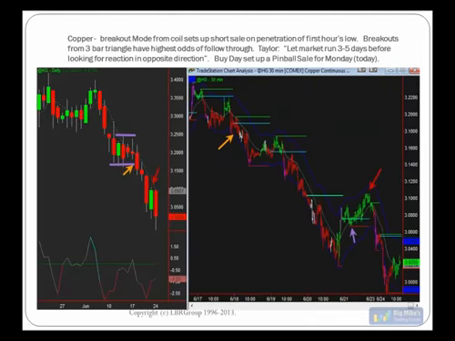So I'll show you a little case here. I wanted to show the copper market because recently you could see that it had Taylor's break from that range, in which he says let it run 3 to 5 days before looking for the buy day. In other words, don't think of this as the buy day after 2 days down. Let it run that extra little cycle here.